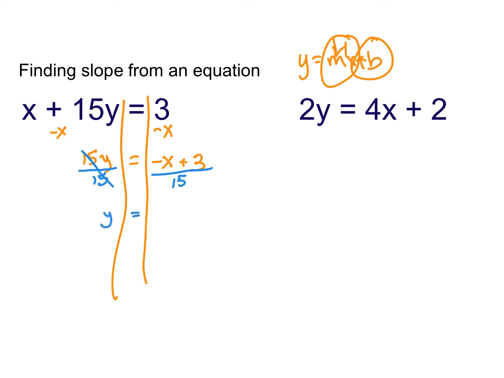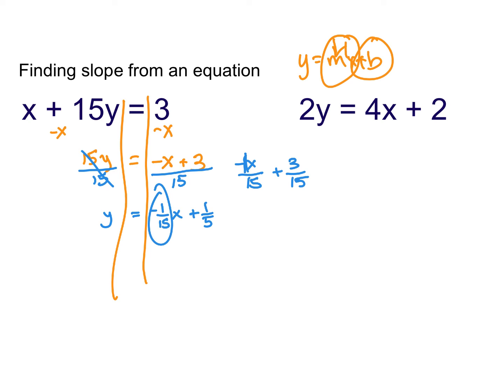On the left-hand side, I just have y. On the right-hand side, I need to take these as 2 separate fractions. So I'm going to take it as negative x over 15 and 3 over 15. Remember that if there's no number there, it's a 1. Okay, so this is negative 1x over 15, or I can write it as negative 1/15 x. And then plus 3 over 15 would simplify to 1/5. So what is my slope? My slope is negative 1/15.